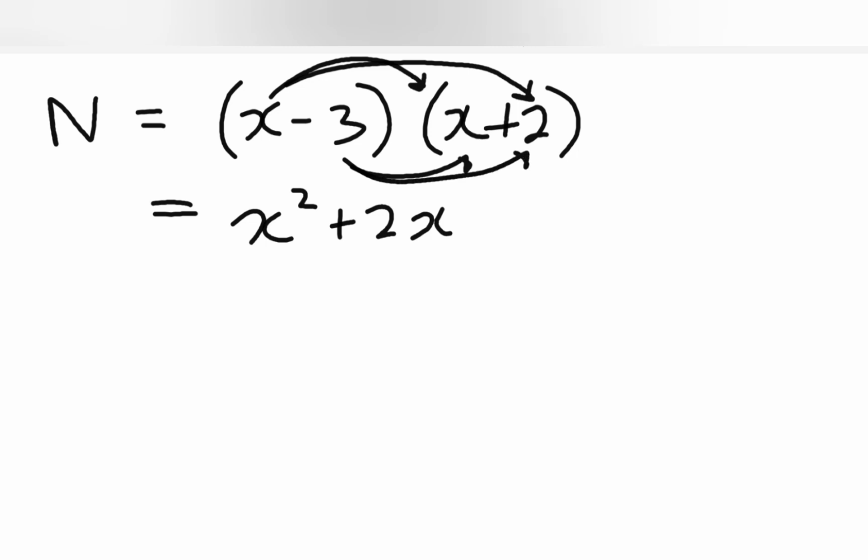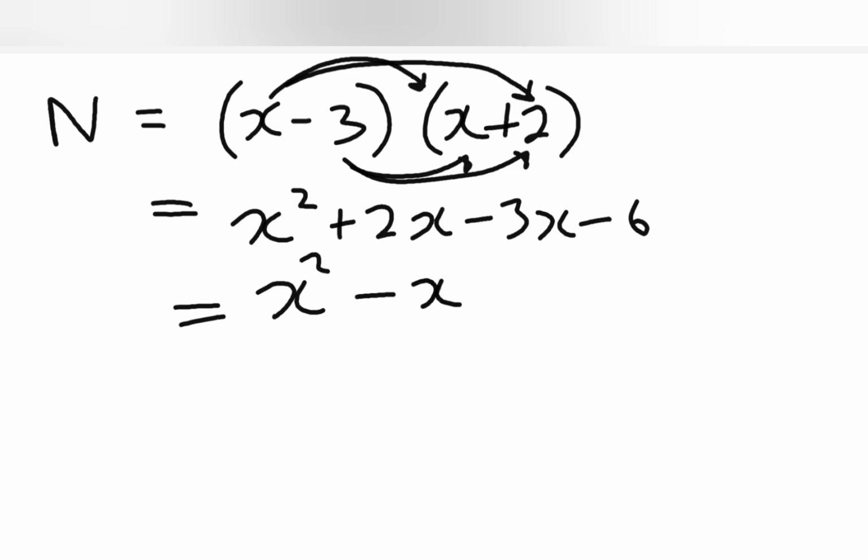Then we're going to use negative 3 to multiply x, and negative 3 to multiply positive 2. So negative 3 times x will give us minus 3x, and negative 3 times positive 2 is going to give us negative 6. So we're going to simplify this. It's going to be x squared, then 2x minus 3x, so it's going to be minus 1x or minus x, and we're just going to have that 6 coming down there. So the area of rectangle N is x squared minus x minus 6.